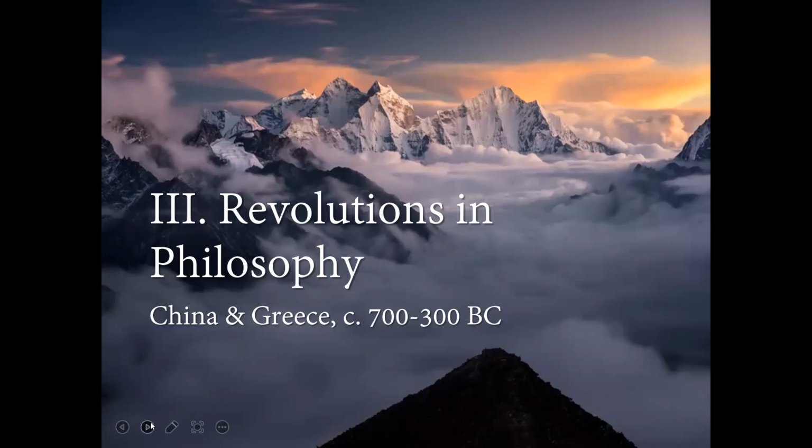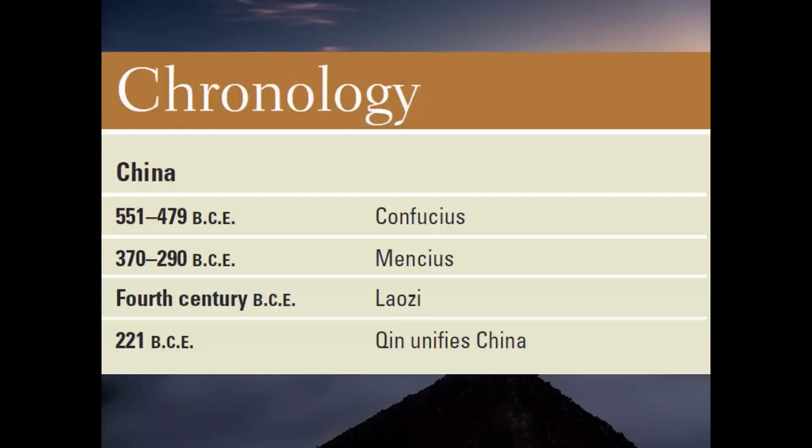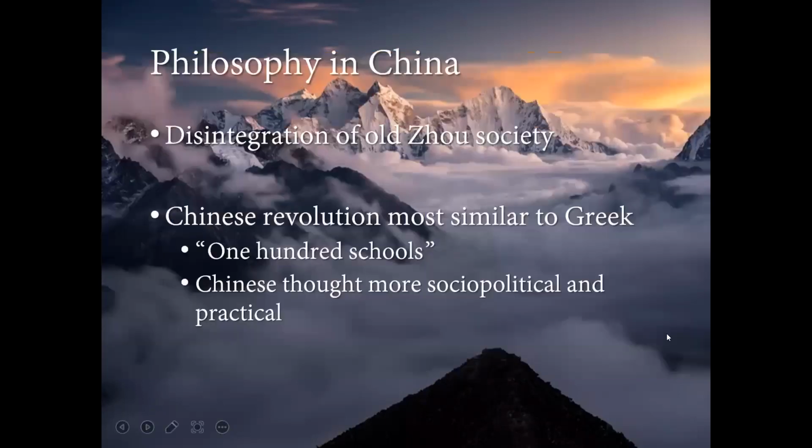Now, I have talked about China already. This is Confucius, Mencius, Lao Tzu, and the unification of the Chinese. I'm going to repeat a lot of it here, but I'll repeat a couple of obvious points. One is that Confucius is writing his teaching during the disintegration of the old Zhou society during the Warring States period. So this is one common factor here.